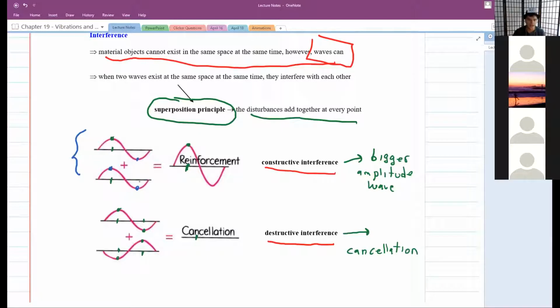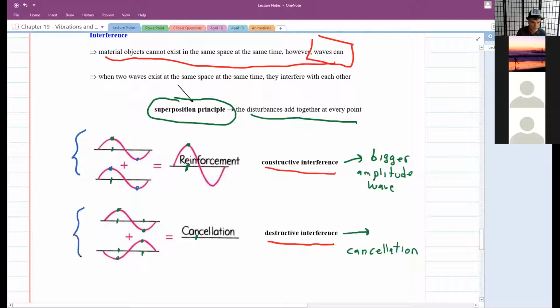On the other hand, if you have two waves that are kind of mirror images of each other, so that when one wave is at a maximum, the other one is at a minimum, and when one's at a minimum, the other one's at a maximum, those two waves would cancel each other out. We call that destructive interference. And if we're talking about sound, constructive interference would result in a louder sound. Destructive interference would result in either a much lower sound or no sound at all.